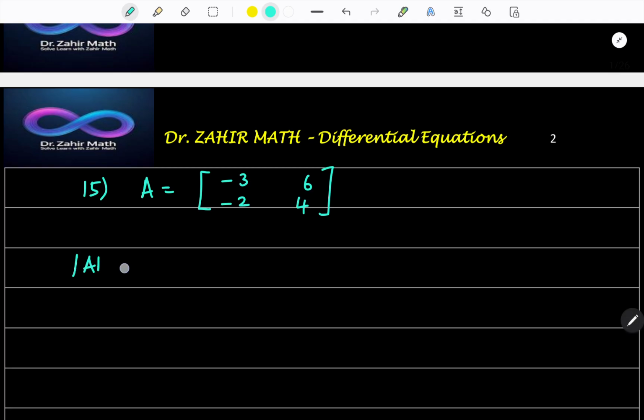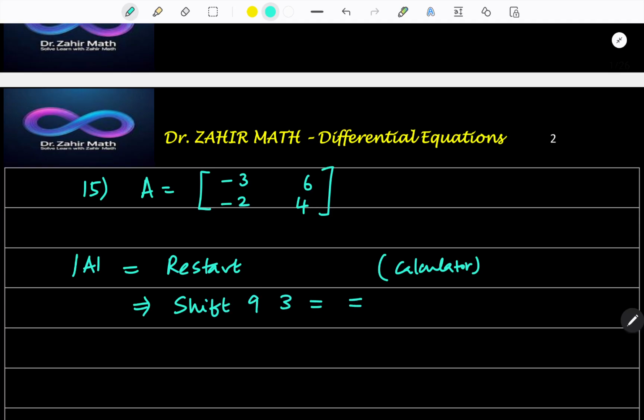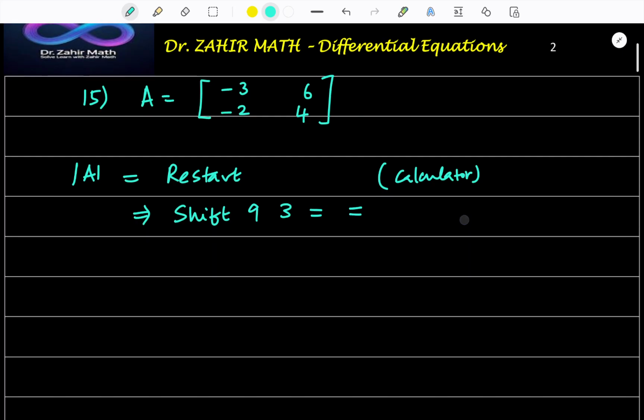So let me first find the determinant of A. You can use the calculator. Keep in your mind, first thing, restart your calculator. What is the rule? Shift 9, 3, equal. We are going to restart.